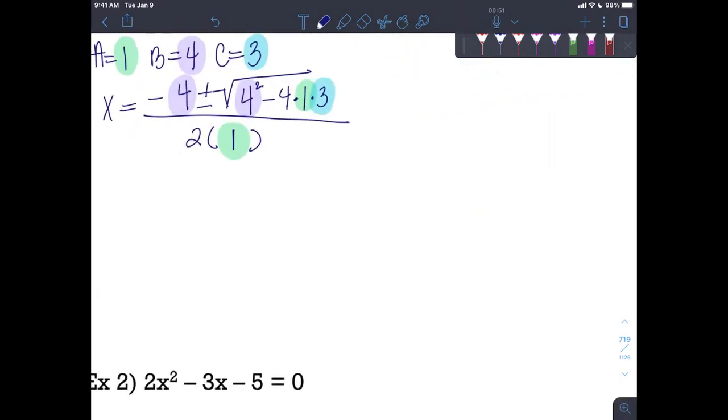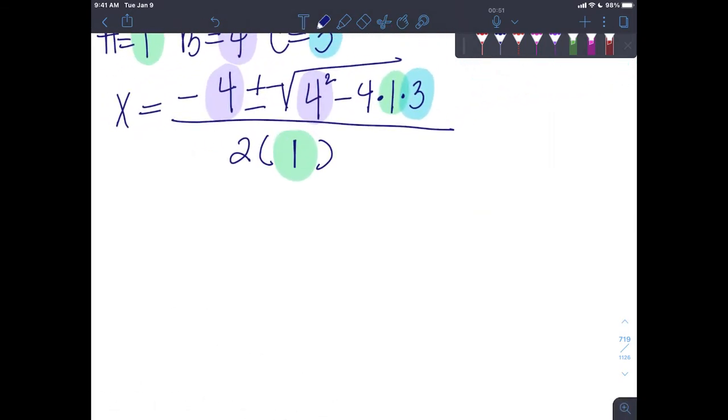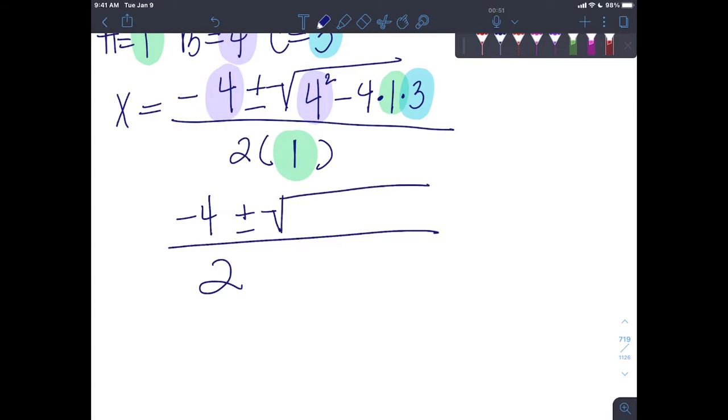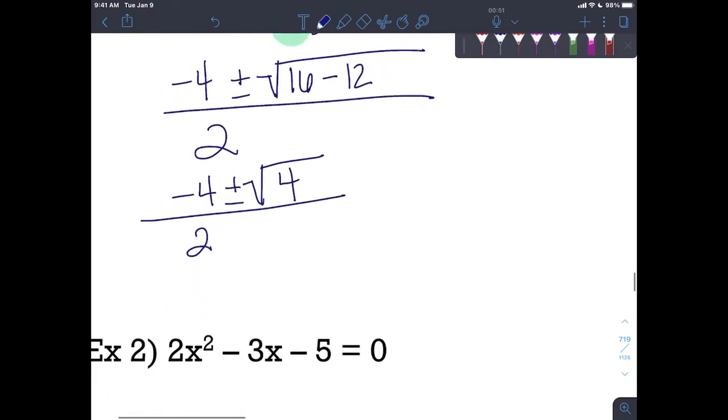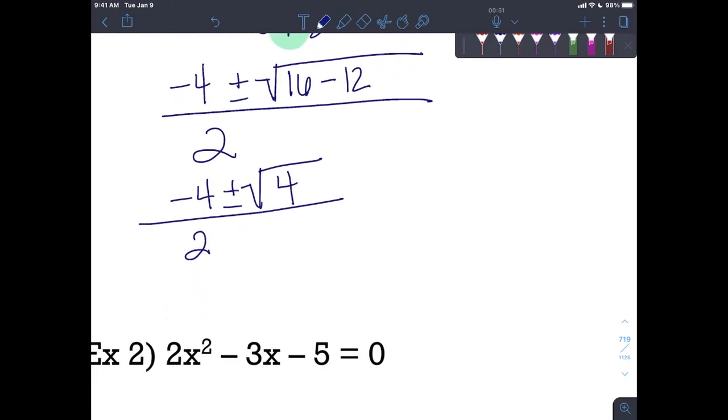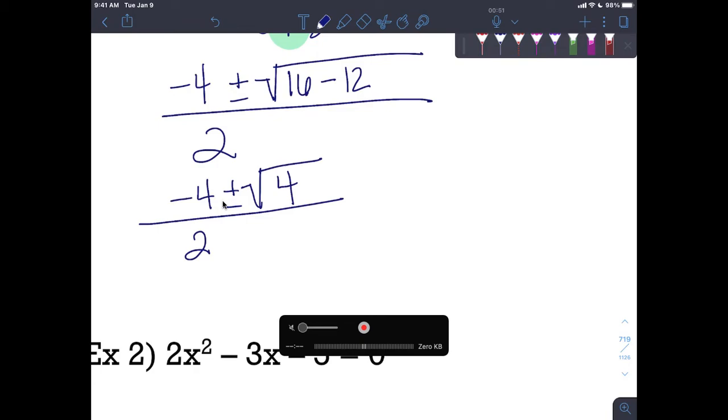So, first thing I would do is I'm going to rewrite all of the portions that I've already completed. So that negative 4 is staying the same. 2 times 1 changes to a 2. Let's start handling this discriminant. 4 squared minus 12. I'm going to keep going and I'm going to simplify step by step. Okay. Square root of 4 is going to be plus and minus 2. But they already gave us that in the formula.